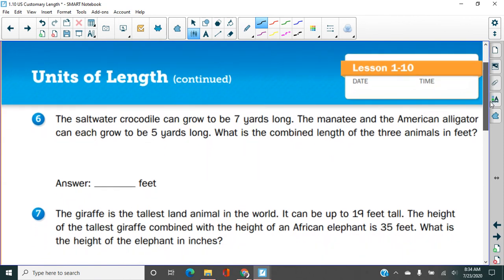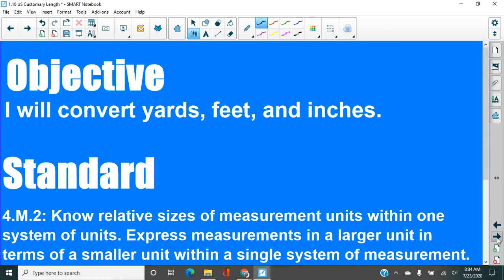Okay. So you've got word problems that go with yards and feet, and you can use the measurement scales to help solve those problems. All right. That is all. Our goal today was to convert yards, feet, and inches. If you need help, please reach out to me, and good luck.